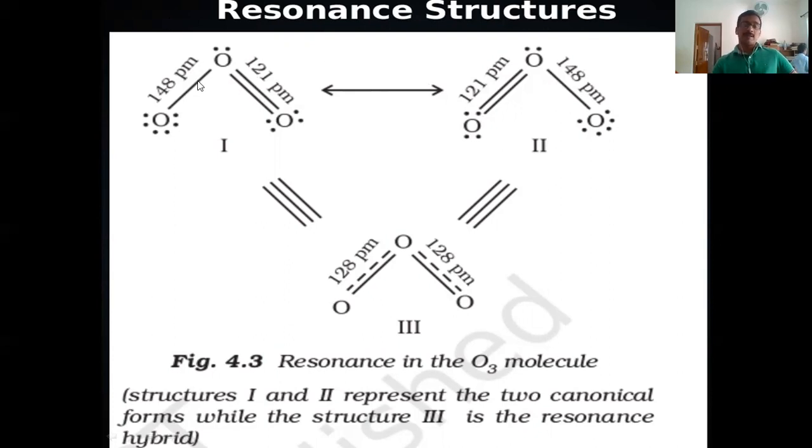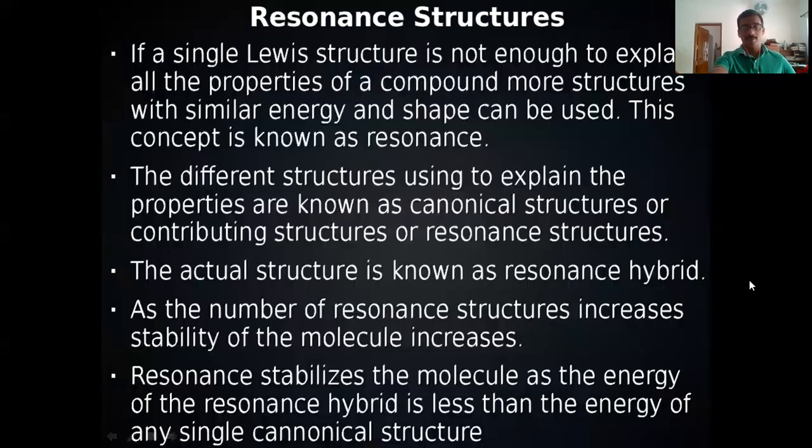There we can observe fast conversion of this structure to this structure and back, fast interconversion. So we cannot say what the exact structure is; it is in between the contributing structures 1 and 2. Approximately, we can represent the exact structure in this way. And this exact structure is known as the resonance hybrid. Resonance hybrid. Okay, all these things are explained here.